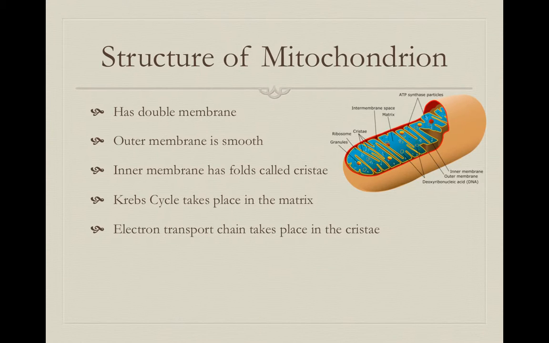So here's just a picture of the mitochondrion. You can see the matrix is the stuff right dead center of the mitochondrion, and that is where the Krebs cycle takes place. And you can see on the inner membrane the folds, and that is where the electron transport chain takes place.